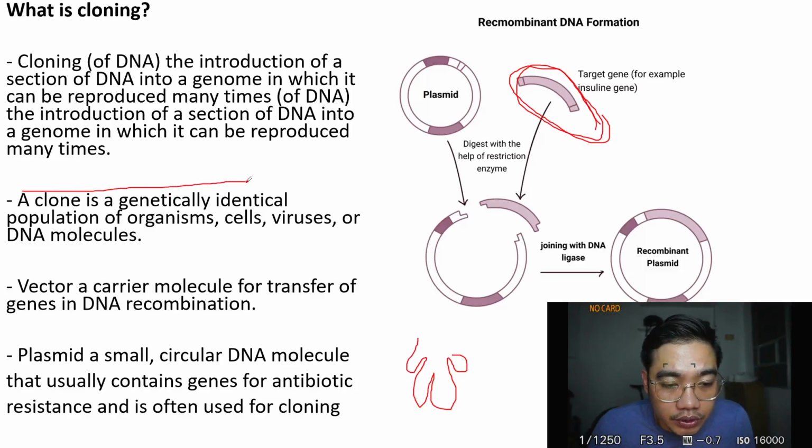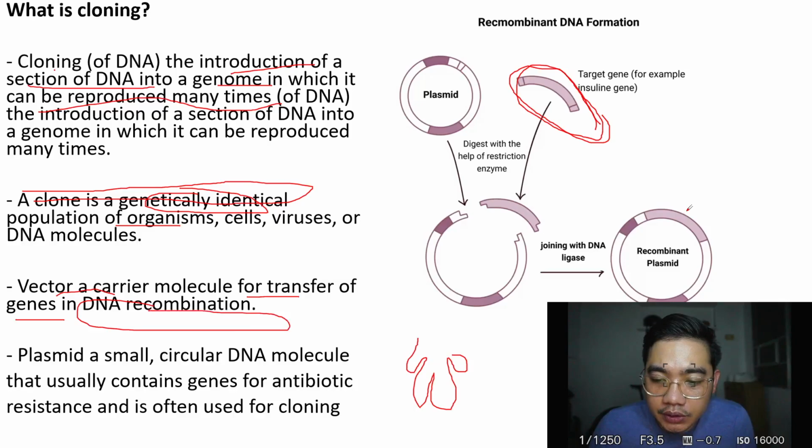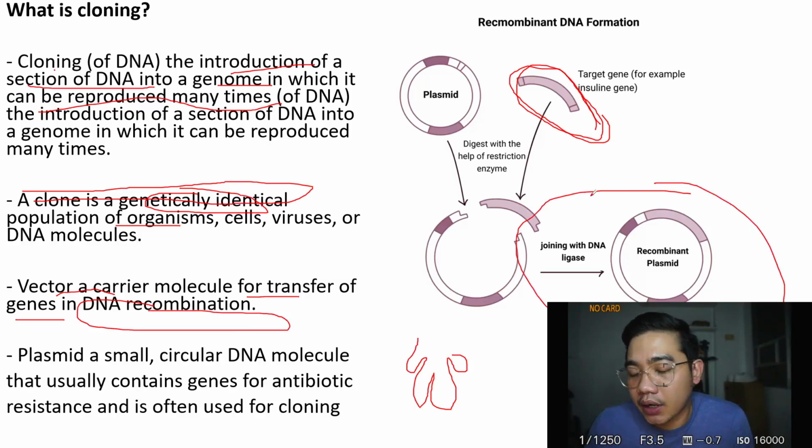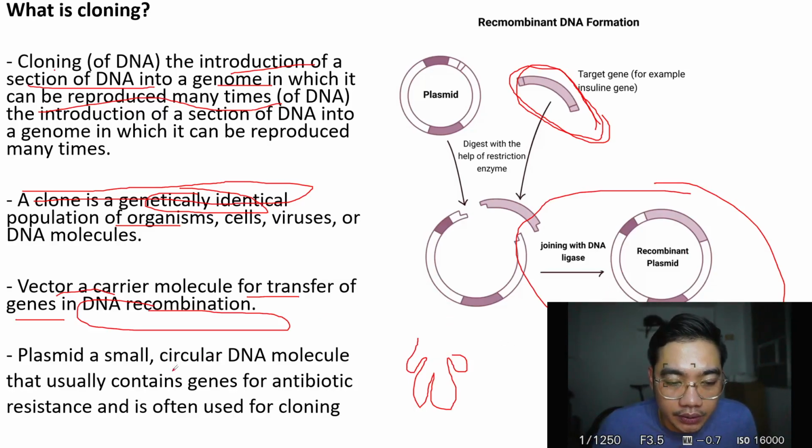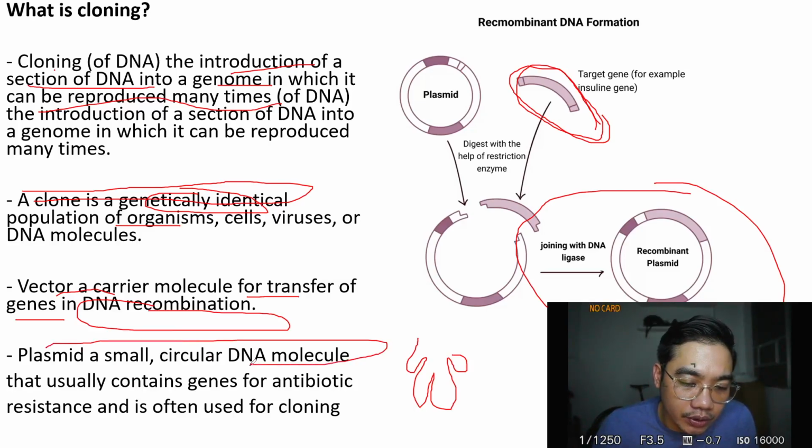So a clone is a genetically identical population of organisms. It's the basis of genetic identity. It's basically a copy. Like I said earlier, it is the introduction of a section of DNA into a genome where it can be reproduced many times. And then the vector is a carrier molecule for transfer of genes in DNA recombination. DNA recombination simply means that you add foreign DNA to another DNA. So what will come out is a completely unique DNA strand. A plasmid is a small circular DNA molecule. It usually contains antibiotic resistance and is often used for cloning.